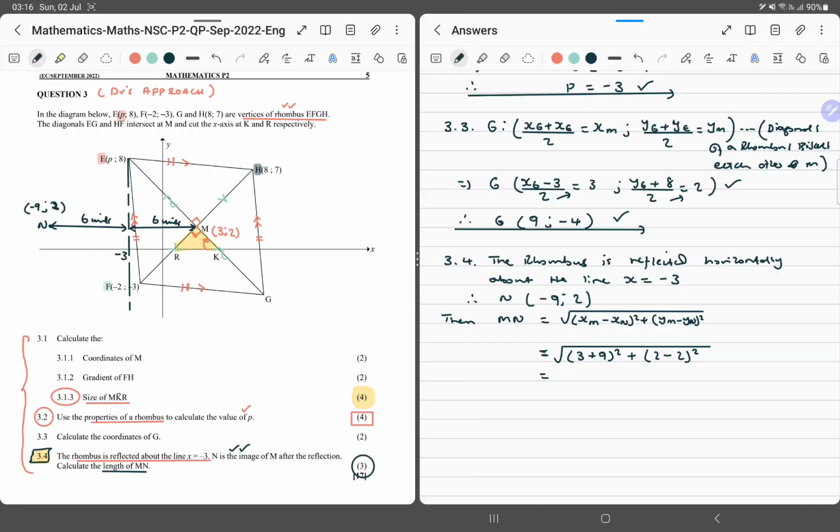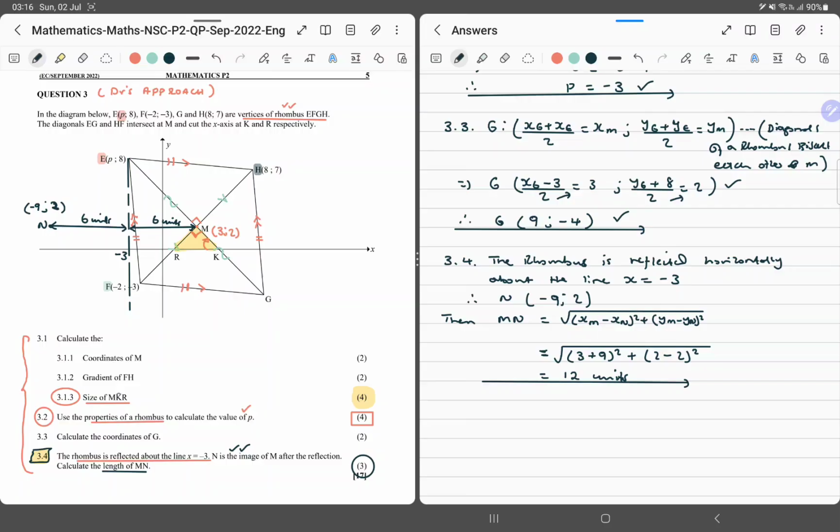So this is basically 144. The square root of 144 is 12 units. Okay, you can do whatever you want here. I've shown you some options. You can do a whole lot.